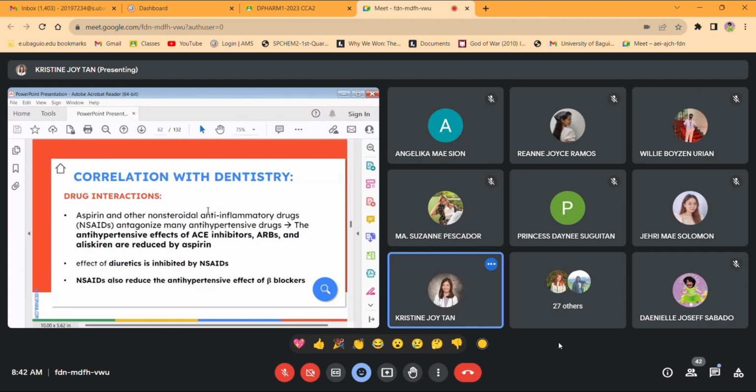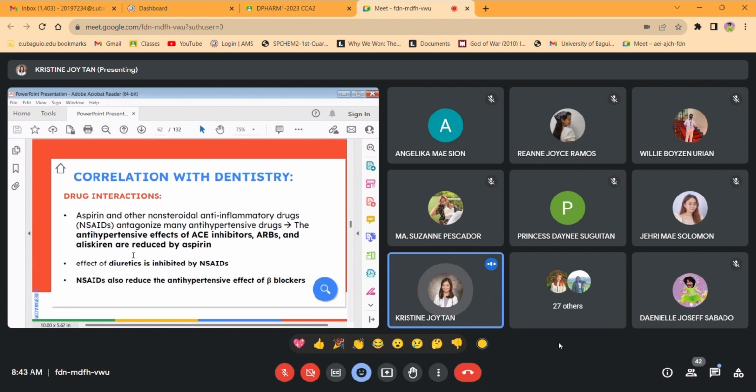Then you prescribe aspirin or the like. So, the patient complains of poor control of their blood pressure. It turns out the prescribed analgesic is antagonizing their antihypertensive drug. So, very important is your history taking. So, the effect of diuretics is inhibited by your NSAIDs. So, for example, your patient is on diuretics, your patient has congestive failure, for example, congestive heart failure.